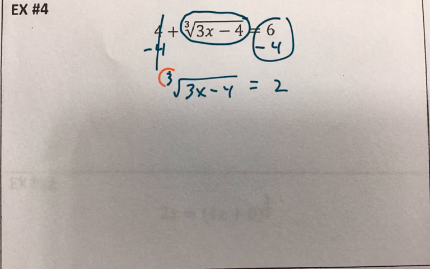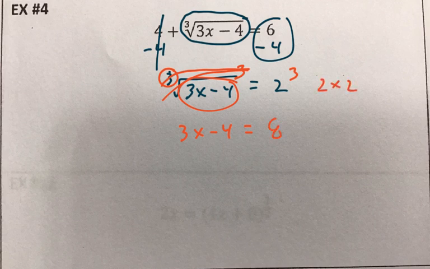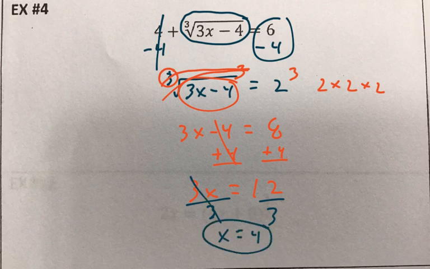Now, how do you get rid of a cube root again? You do a cube on it. You do a 3 power on it. The 3 power gets rid of my cube root. I am now left with 3x minus 4 equal to 8, because 2 times 2 times 2 is 8. Now, I'm going to add 4, just solving the equation, right? 3x will equal 12. Dividing by 3, x in this case must be 4.